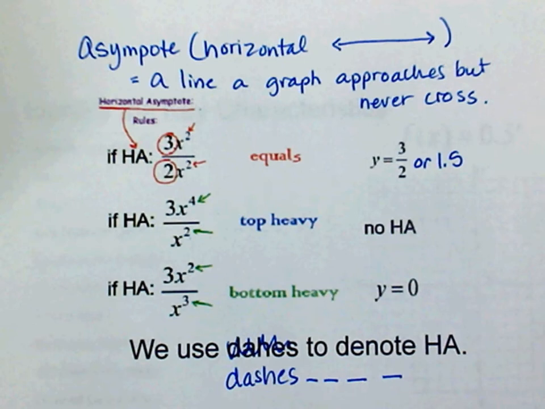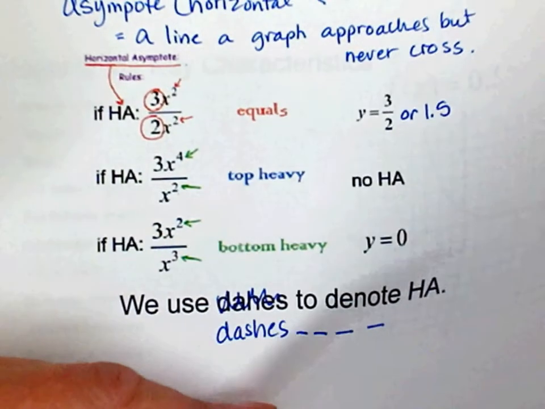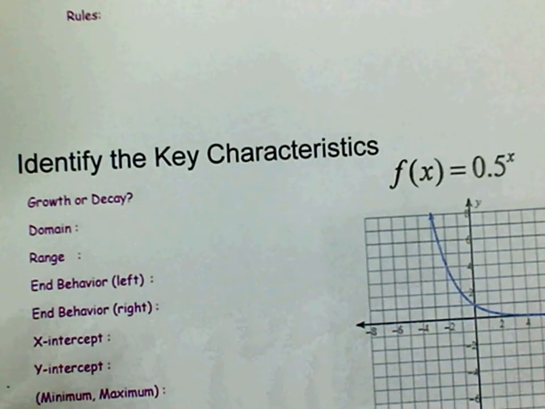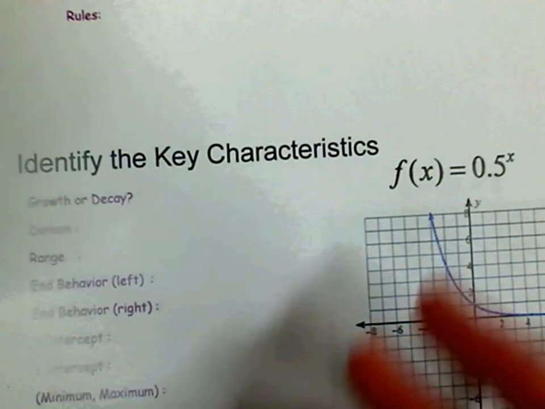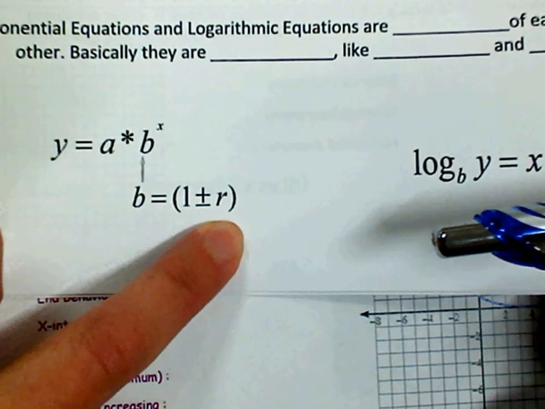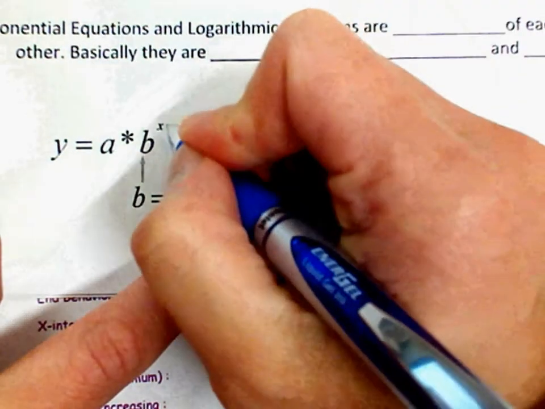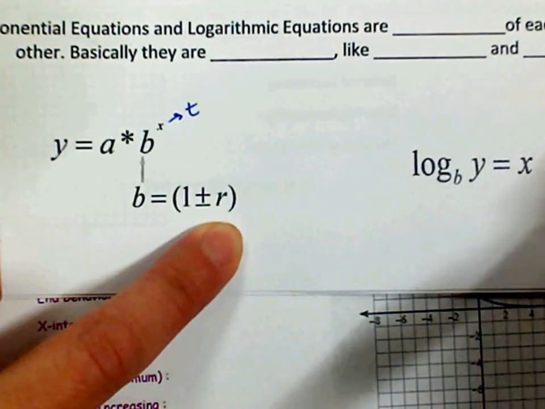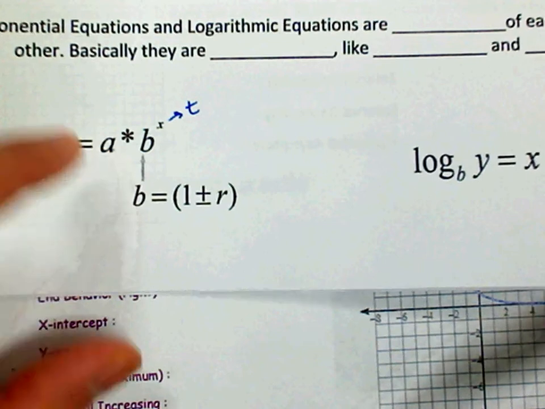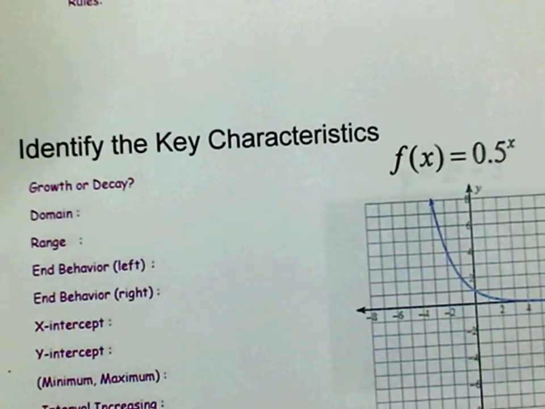Alrighty. You guys ready? Okay, let's take a look at our first one. By the way, in your notes, see this right here, the b is the same as 1 plus or minus r. Okay? And sometimes the x, you may see a t in some other formulas, but it's the same thing. Your a is your beginning amount. So, alrighty. Let's look at some examples together.